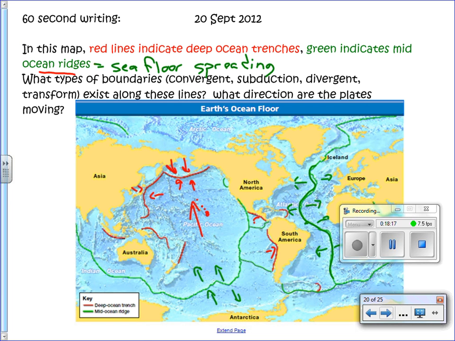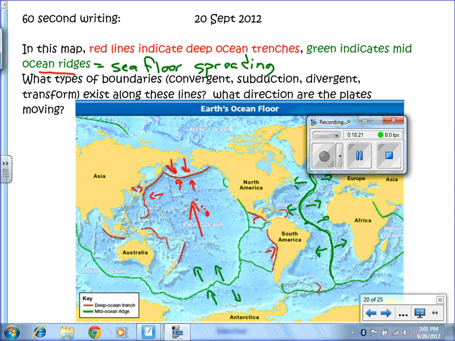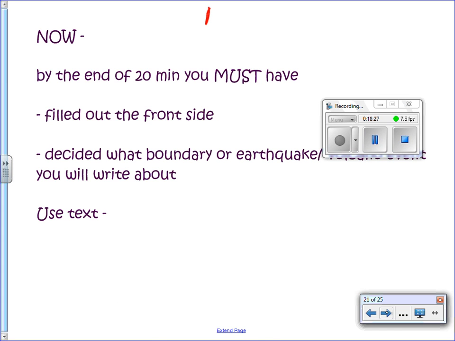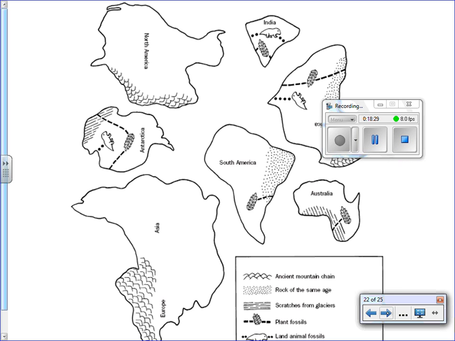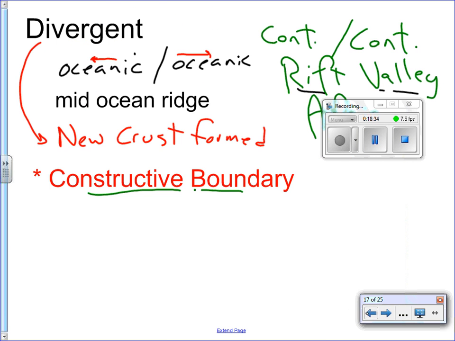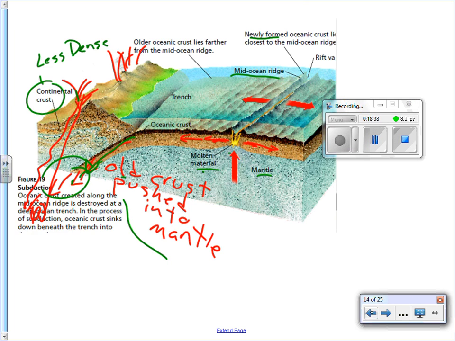Here again, this was another one of our 60-second writings, but again, looking at this map that we already talked about, being able to look at a map and predict which direction the plates are moving. I believe that is it for plate tectonics. For the next lesson, you can check out the flip lesson about volcanoes.